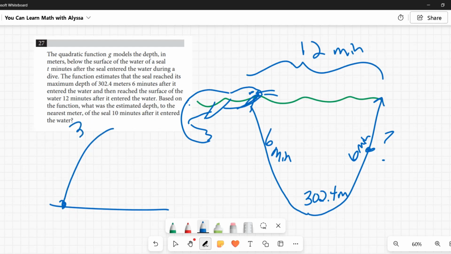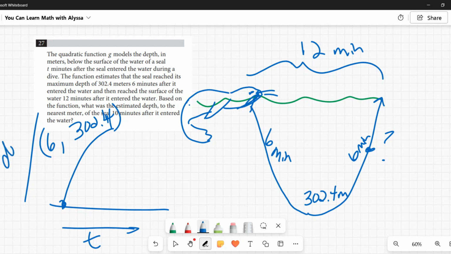It goes to a positive 302.4, and the coordinate there is (6, 302.4), because this down here is our time. That's our t time. And our depth is our y value, on the y-axis. So after 6 minutes, it's at 302.4, and it's starting down here at (0, 0). And then it goes all the way back up to the surface, and it's 12 minutes later. So that would be at (12, 0). So we have 3 points on this parabola.